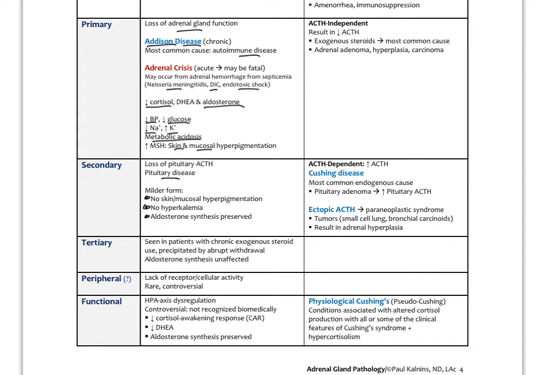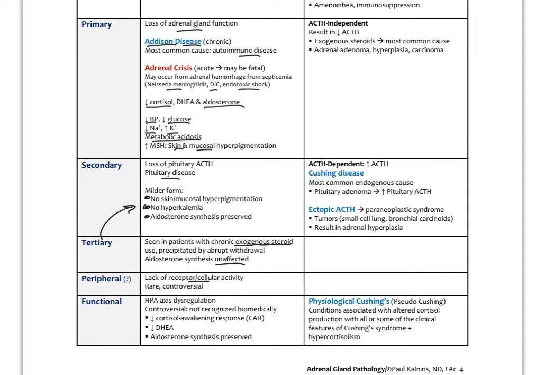Tertiary would be from suppression of CRH from the periventricular nucleus in the hypothalamus, and this is going to be most commonly seen in patients who are on steroids, exogenous steroids, who then abruptly stop without tapering. So that can initiate a tertiary adrenal insufficiency. The symptoms and presentation are very similar to secondary, so they're milder symptoms than the primary adrenal cortical insufficiency. Aldosterone synthesis usually here is unaffected. And then peripheral, I put a question mark here because it's very rare. There's some controversy about this, and this would be due to genetic mutations or lack of glucocorticoid receptor activity.